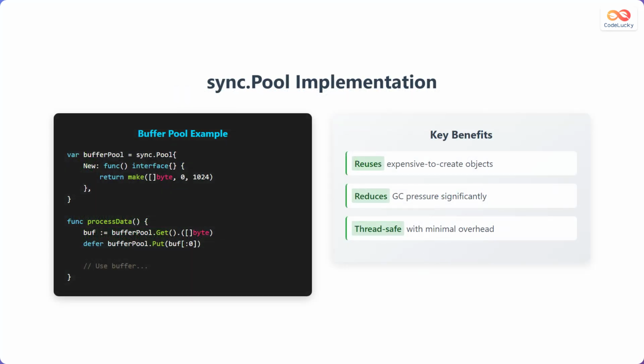The sync.Pool is particularly useful for managing temporary objects. In this example, a buffer pool is created to reuse byte slices. The get function retrieves an object from the pool, and the put function returns it. This reduces the number of allocations and lessens the burden on the garbage collector. Sync.Pool reuses objects, reduces garbage collection pressure, and is thread-safe.